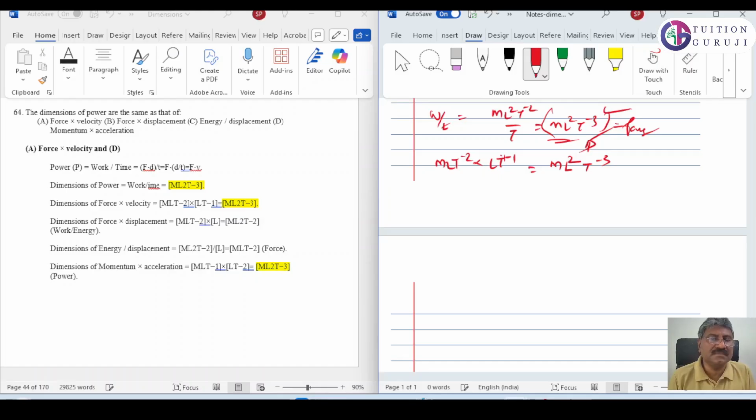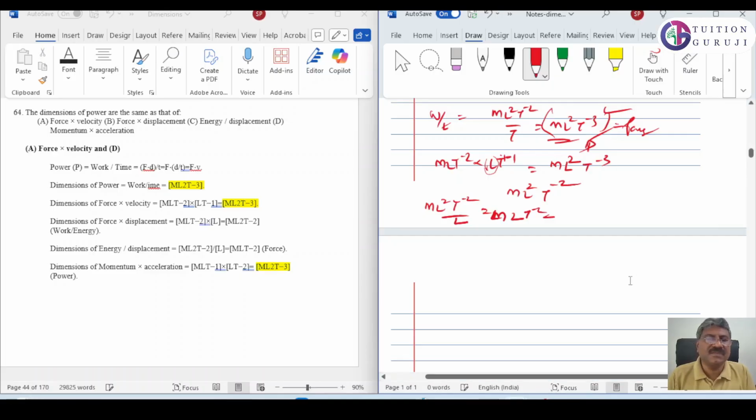Now force and displacement will not give the same result, because displacement is L only, and we considered velocity above. Force into displacement is M L square T raised to minus 2, which is nothing but energy or work. Then energy per displacement, energy being M L square T raised to minus 2, by displacement will give M L T raised to minus 2. So it is not matching with this.